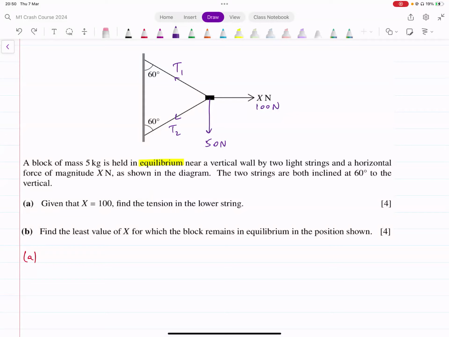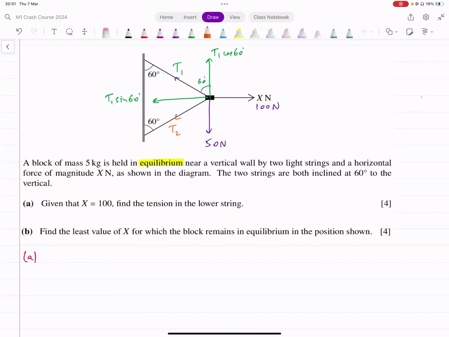100 is already horizontal. 50 is already vertical. What about the components of these two forces? T1 is going to have one component upwards and one component towards the left. We can represent those two components, one in this direction, one vertically upwards. If this angle is 60, that means this angle here is also going to be 60. That gives us T1 cos 60 as the vertical component, and the component acting towards the left side is going to be T1 sine 60. These are the components of T1.